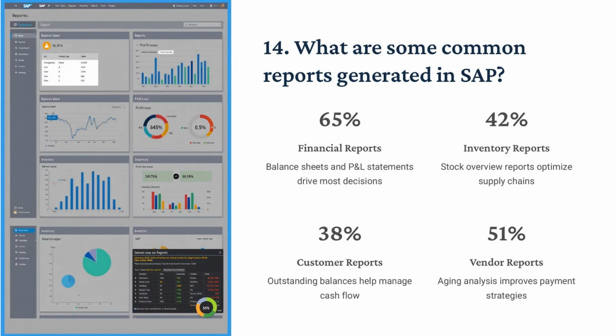14. What are some common reports generated in SAP? Common reports include the balance sheet, profit and loss statement, stock overview, vendor aging, customer outstanding, and material consumption reports. These help in monitoring business performance and making strategic decisions.